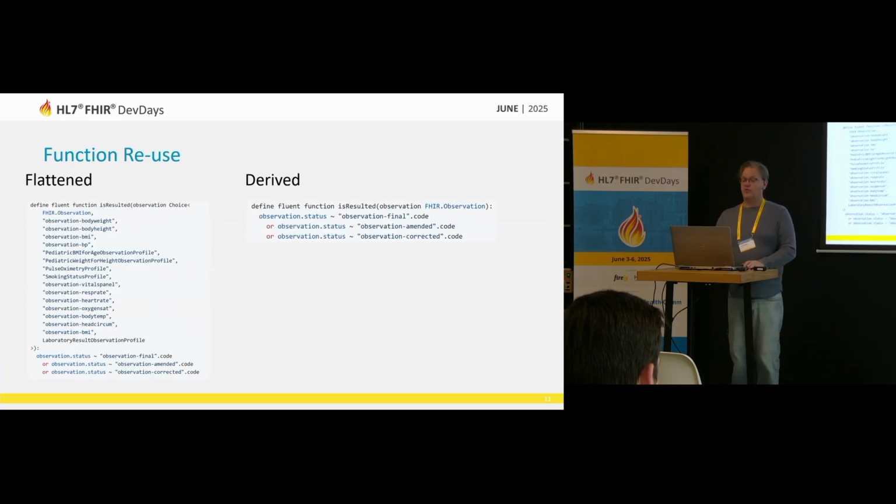As a slightly more dramatic example there, is resulted. There are all these different observations that you have to account for if you're dealing with a flattened model. And each of these is effectively its own class.